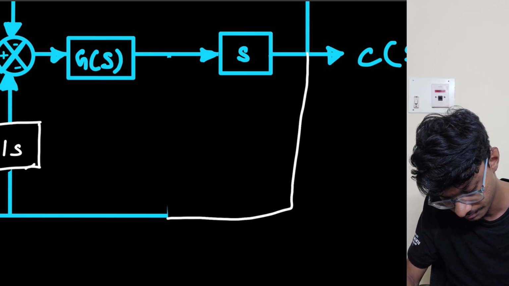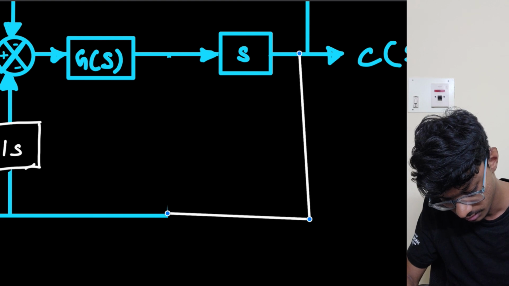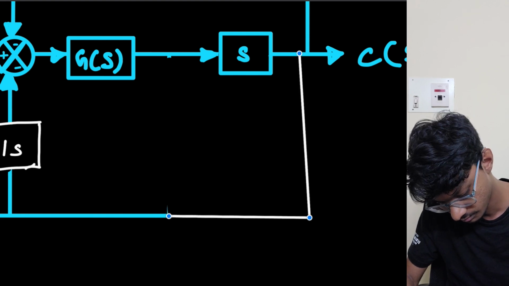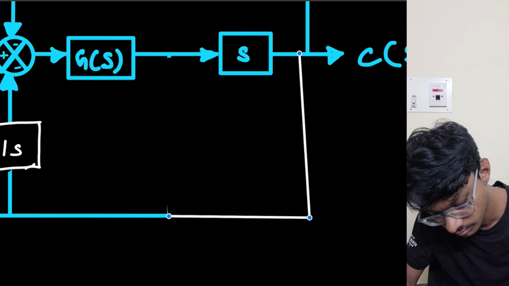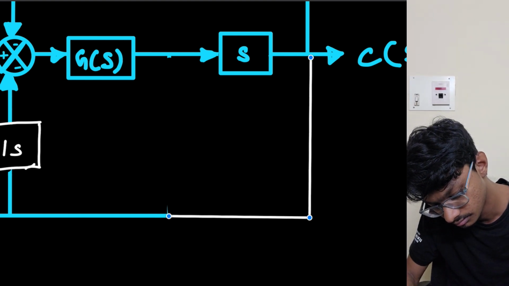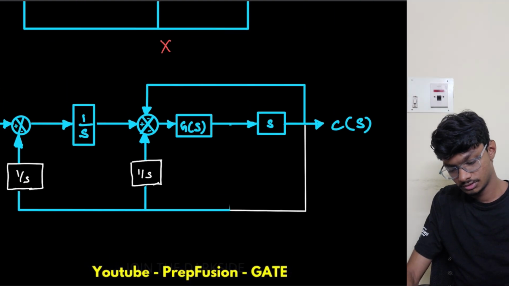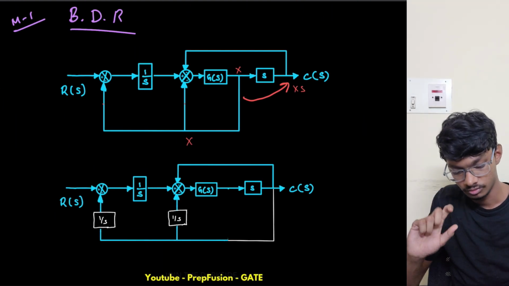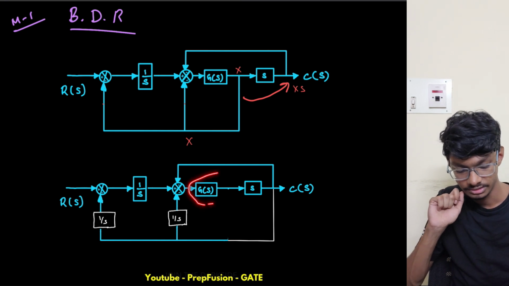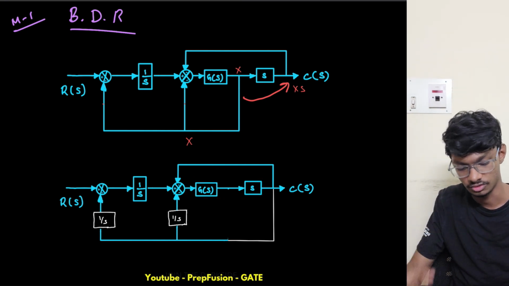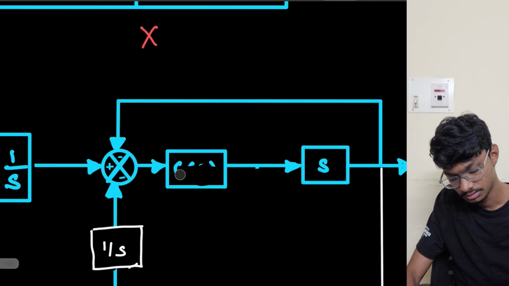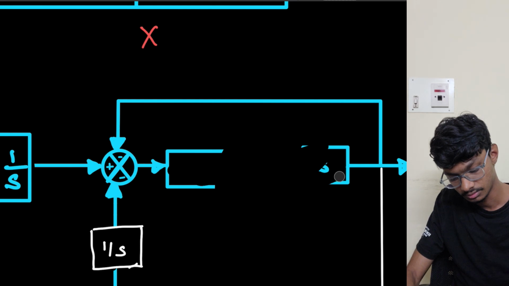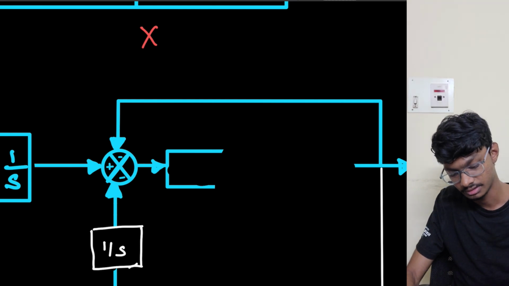So we bring this here only. So this will be this one. Now I can further reduce this. This is in cascade, so this will be s times G(s). So I can just delete this. I'm doing this here directly; for you it's not a privilege, you have to redraw.